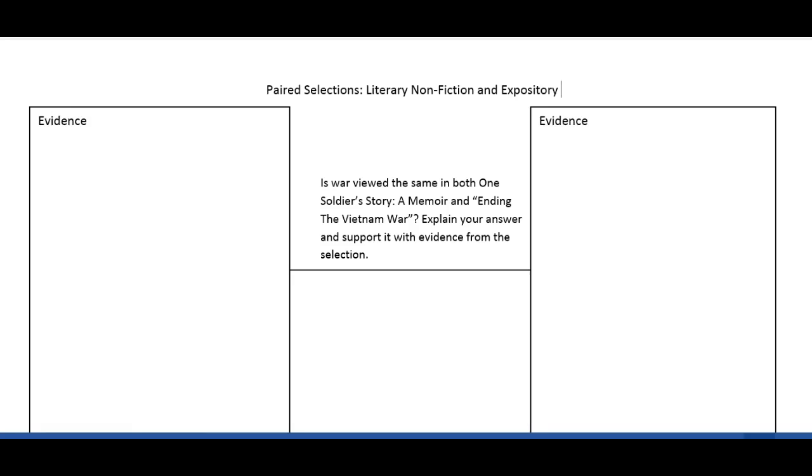So as I'm reading the selections, I need to think about how war is viewed, or how people are perceiving war. I'm going to ask you to pause and read the selections, identify the evidence, and we'll come back together to do the graphic organizer. So you're going to read One Soldier Story, a memoir, and you're going to read Ending the Vietnam War, looking for people's view of the war. That's the evidence you will highlight or underline. Please pause now.